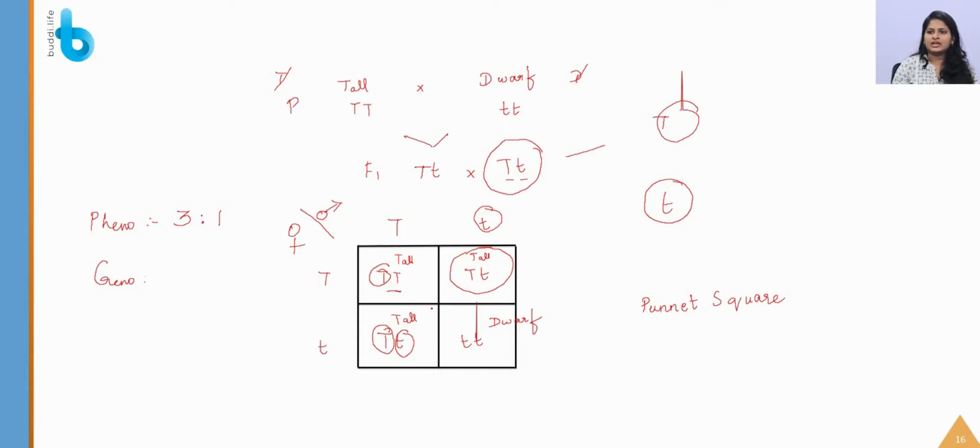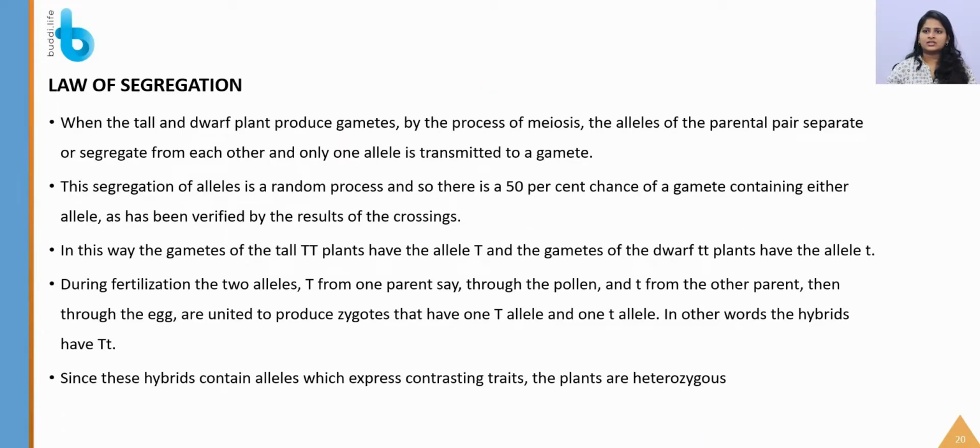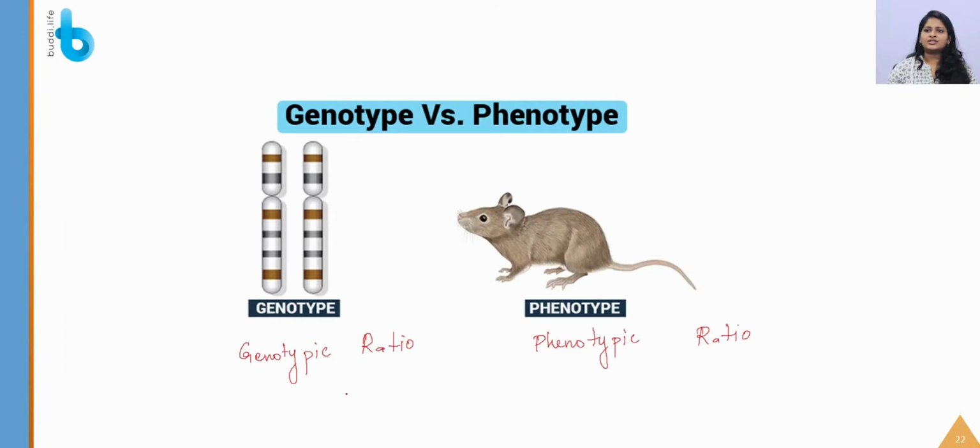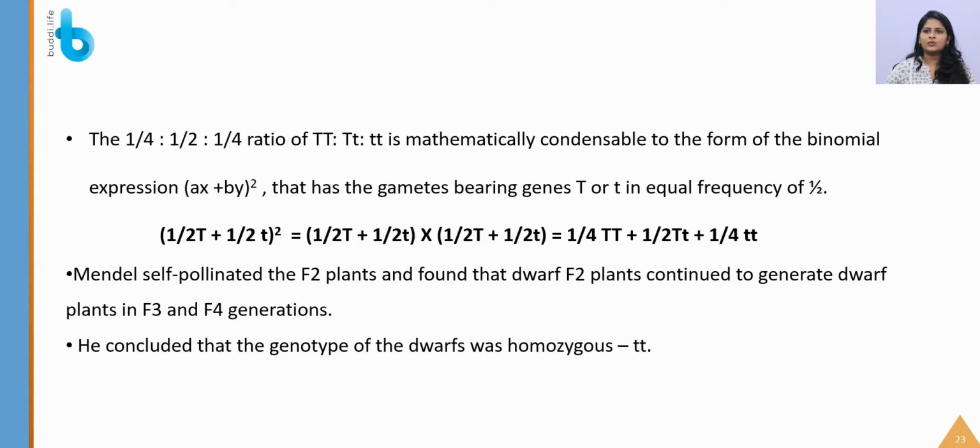So you can see 1:2, that is 1 homozygous tall, 2 heterozygous tall and 1 homozygous dwarf are present in this. So yes, again genotypic ratio and phenotypic ratio are very important. Genotypic and phenotypic ratio of monohybrid cross are 1:2:1 and 3:1. So this was also given by the formula.